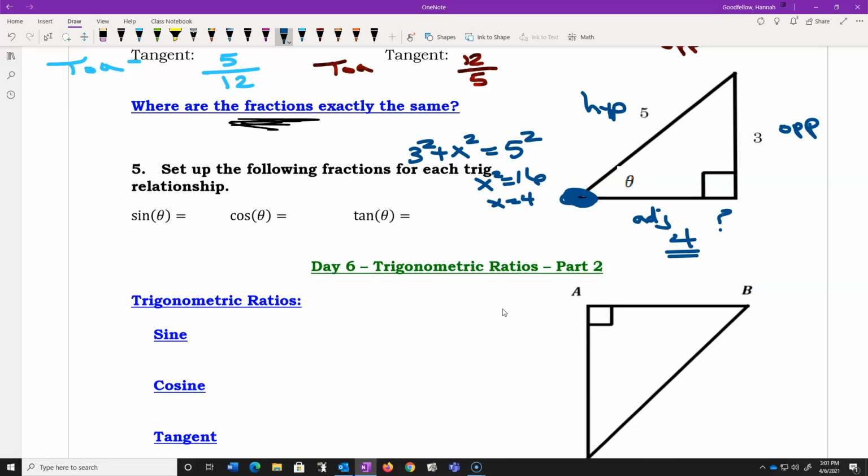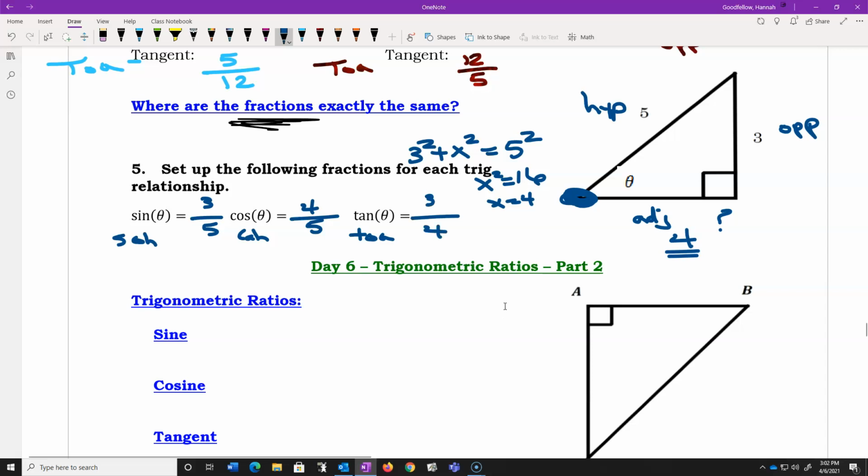Now, if I wanted to set up the sine, the cosine, and the tangent from that location, it would be sine of theta is O and H, right? So it would be the opposite and the hypotenuse, 3 over 5. Cosine would be the adjacent, or CAH, the adjacent over the hypotenuse, or 4 over 5. Tangent is TOA, which is opposite over adjacent, which is 3 over 4.